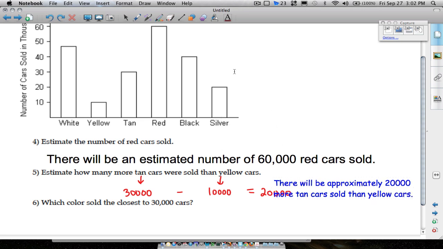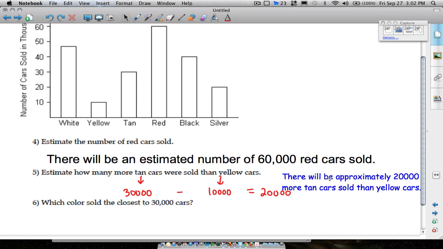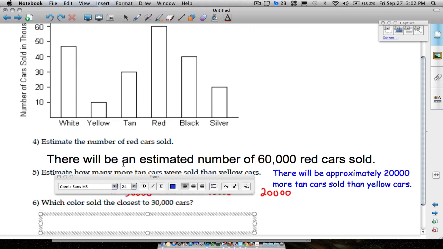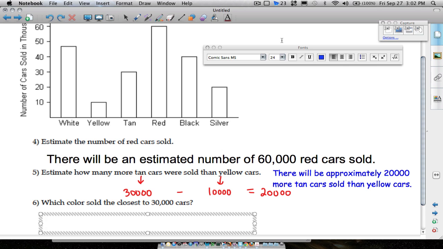Just be careful, make sure you're reading the right color on the graph. Double checking, that was 30 and that was 10, so we're good there. Which color sold the closest to 30,000? Well, we just said the tan cars were right around 30,000. That's the closest one. So again, no math to do there. Just write a complete sentence.